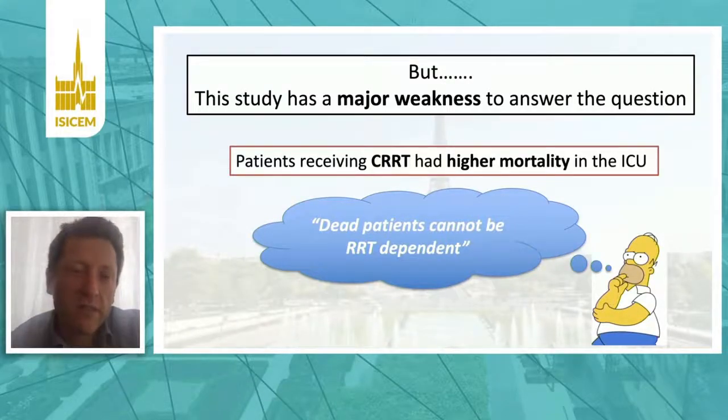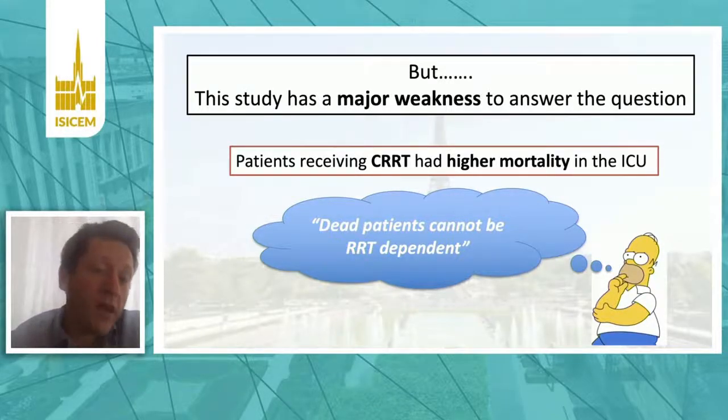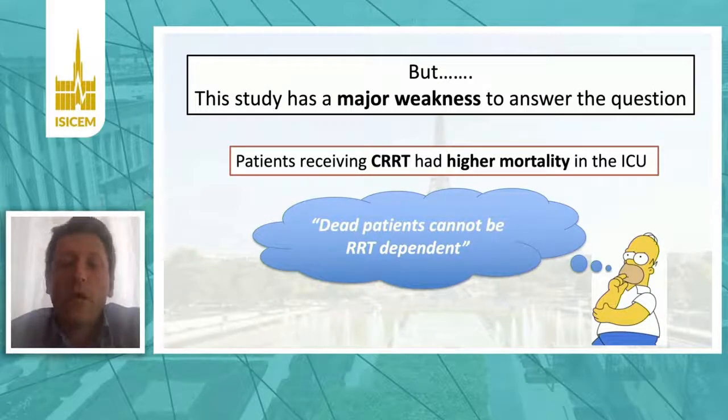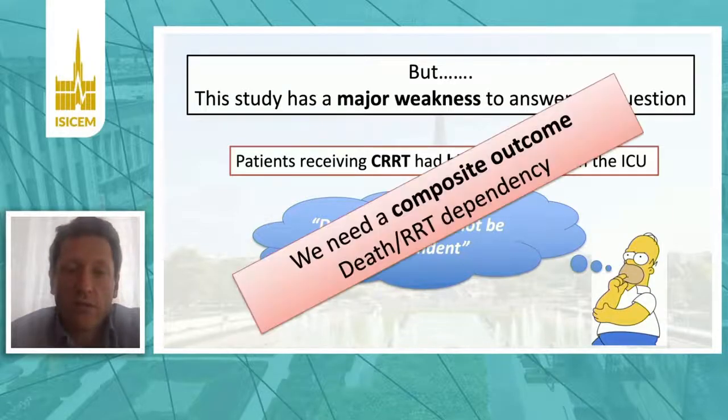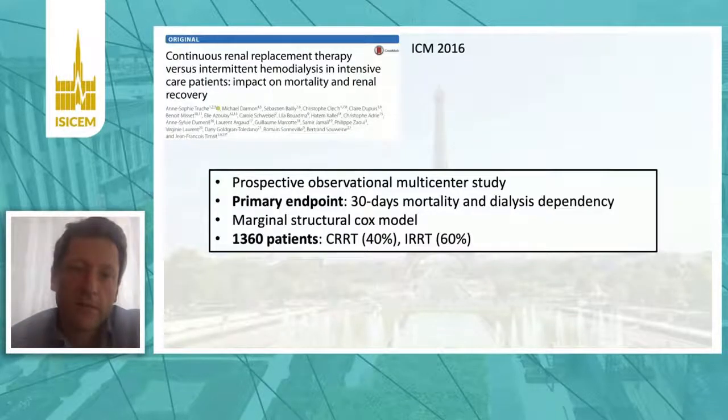Indeed, patients receiving continued renal replacement therapy had higher mortality in the ICU. And dead patients cannot be RRT dependent. So this is a problem when you look only at the observational study. So we need a composite outcome, death and renal replacement therapy dependency. This composite outcome was used in this very nice French study.